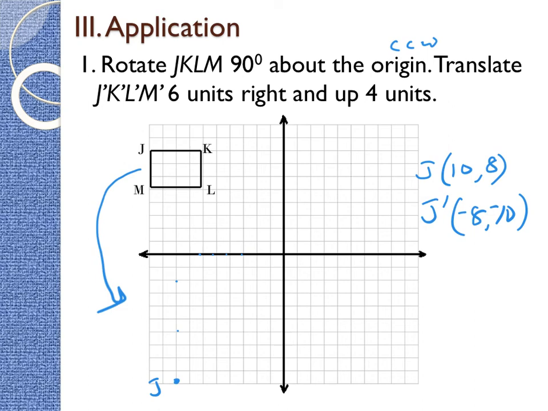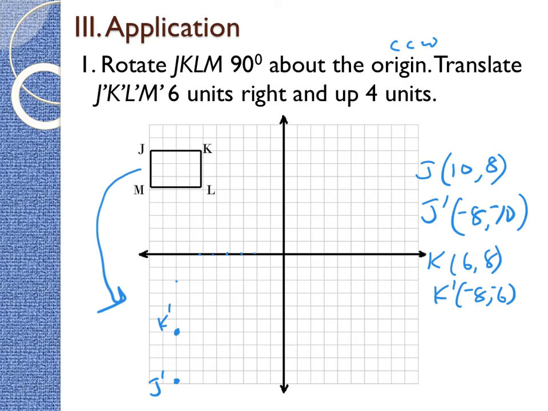Okay, so there's my J prime. All right, K started out 1, 2, 3, 4, 5, 6, 8. So when I go counterclockwise, I'm going to switch the order. It's going to the third quadrant. So negative 8, negative 6. And that's going to be K prime.